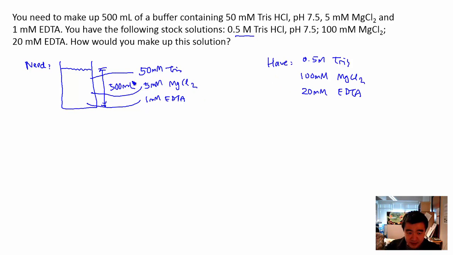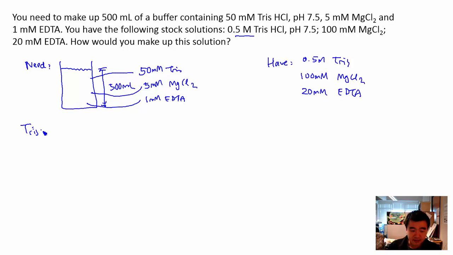Okay, so the first thing to do, I think, is to work out, from the concentrations, how many moles or how many millimoles of each of these species we need in our final buffer. Then we can figure out how much of these stocks we need to take out to deliver this number of millimoles or moles into our final buffer.